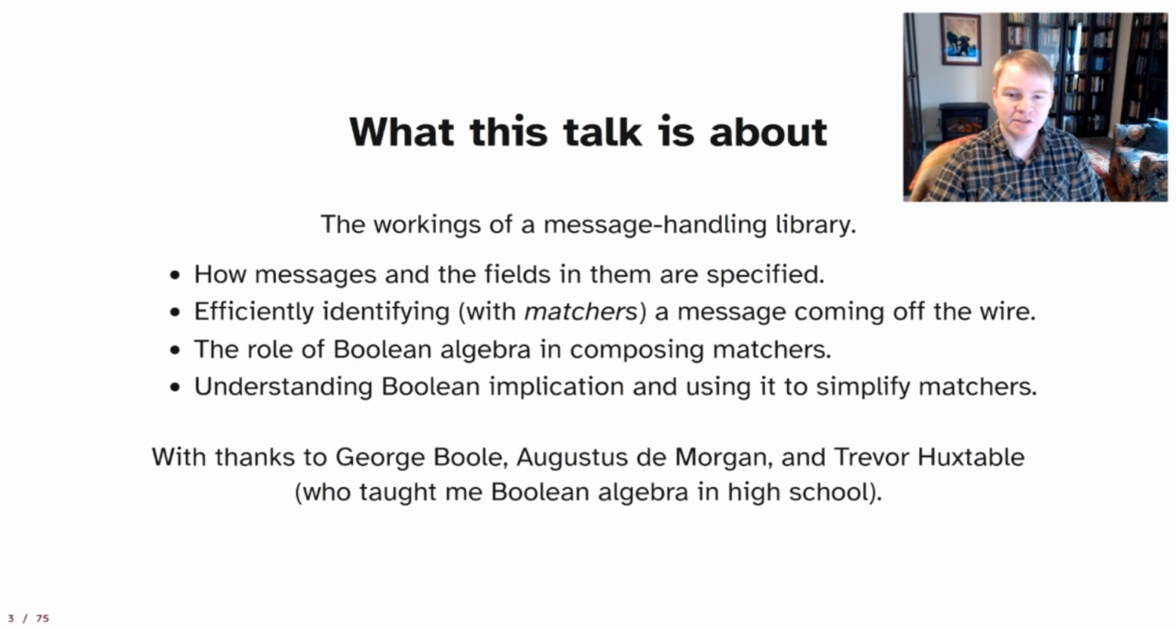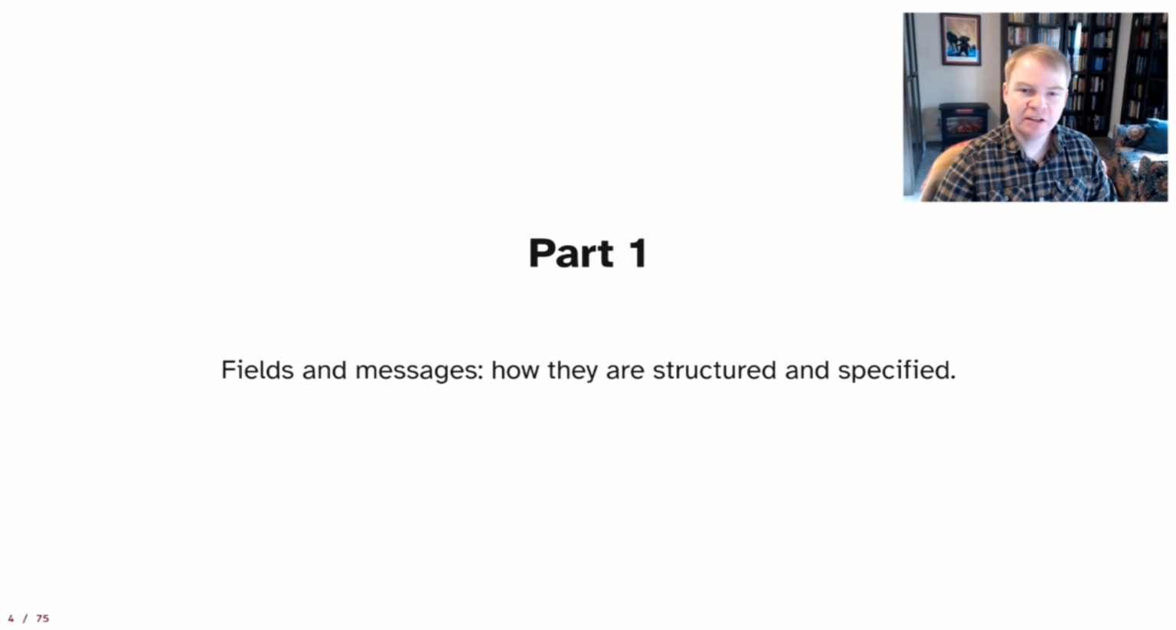First, we'll see how fields and messages are defined in this library. Then the idea of a matcher that identifies messages so we can dispatch them. And then, for the bulk of the talk, we'll dive into how matches are composed together and how they're simplified. To begin with, I need to give you a bit of background to make sense of what's to come. So let's look at some nouns of the library, messages and the fields that make them up.